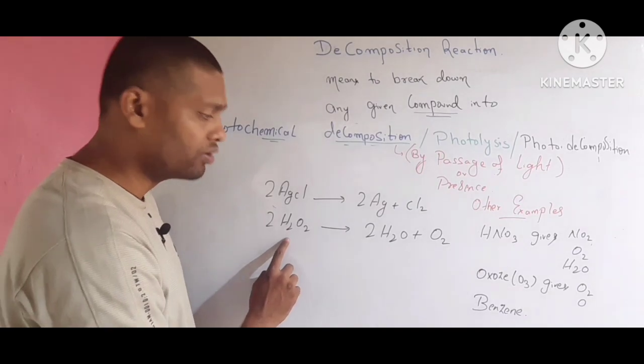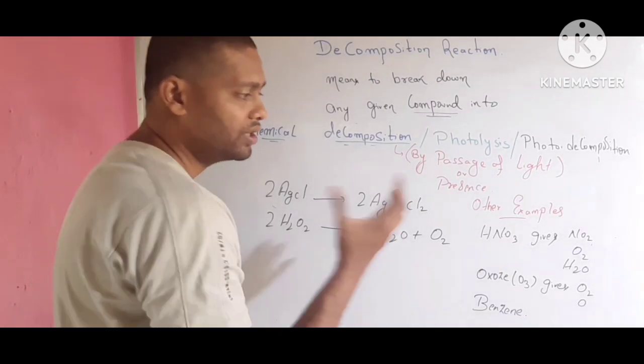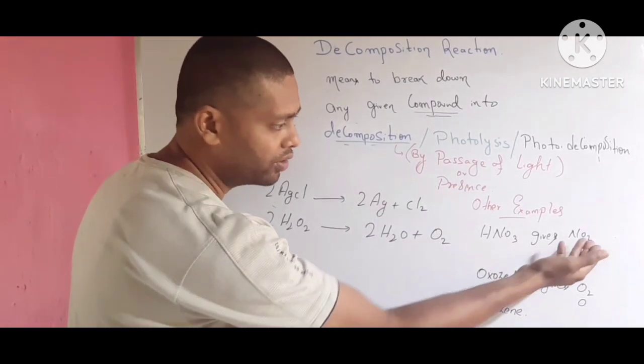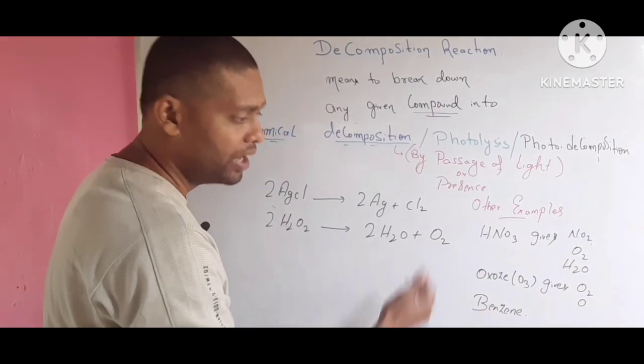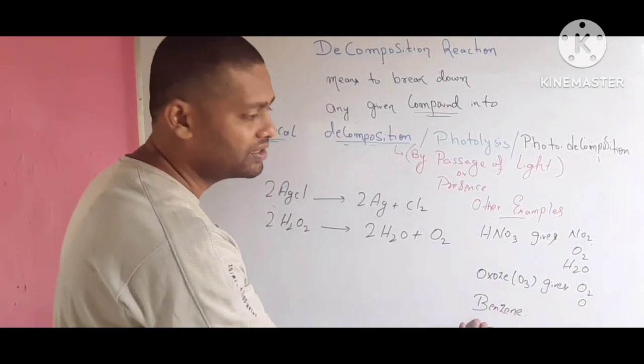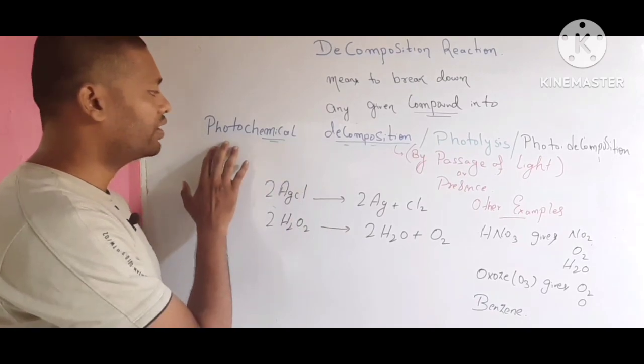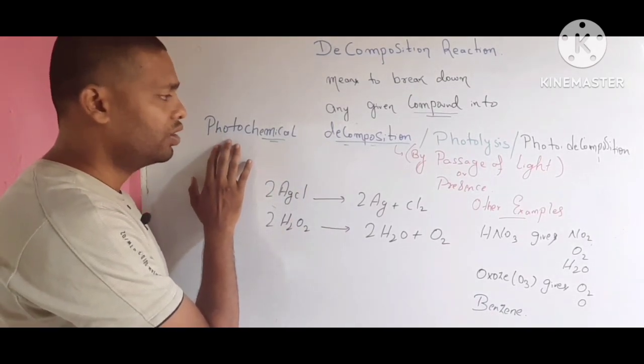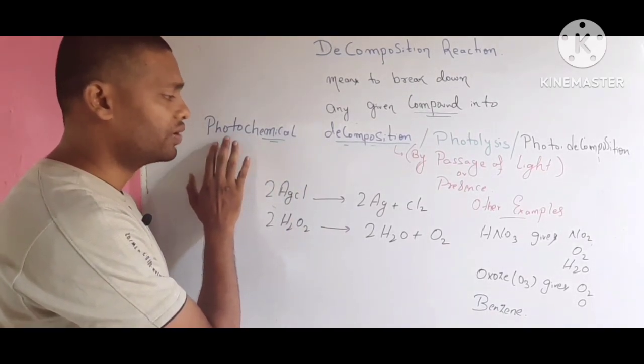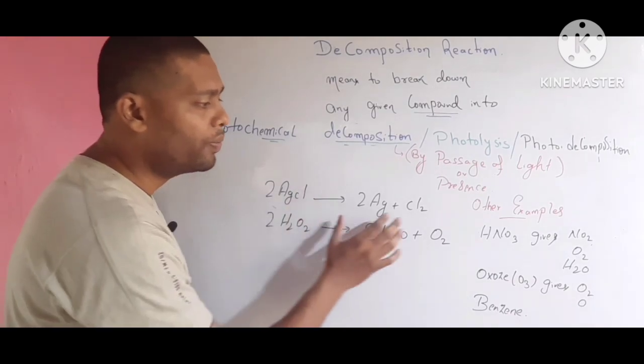H2O2, hydrogen peroxide, will give you water and oxygen. Some more examples: nitric acid will give you nitrogen dioxide, oxygen and water. So these are all photosensitive, meaning when they get light from the sun, or get photo energy from any reaction, they decompose into these products.